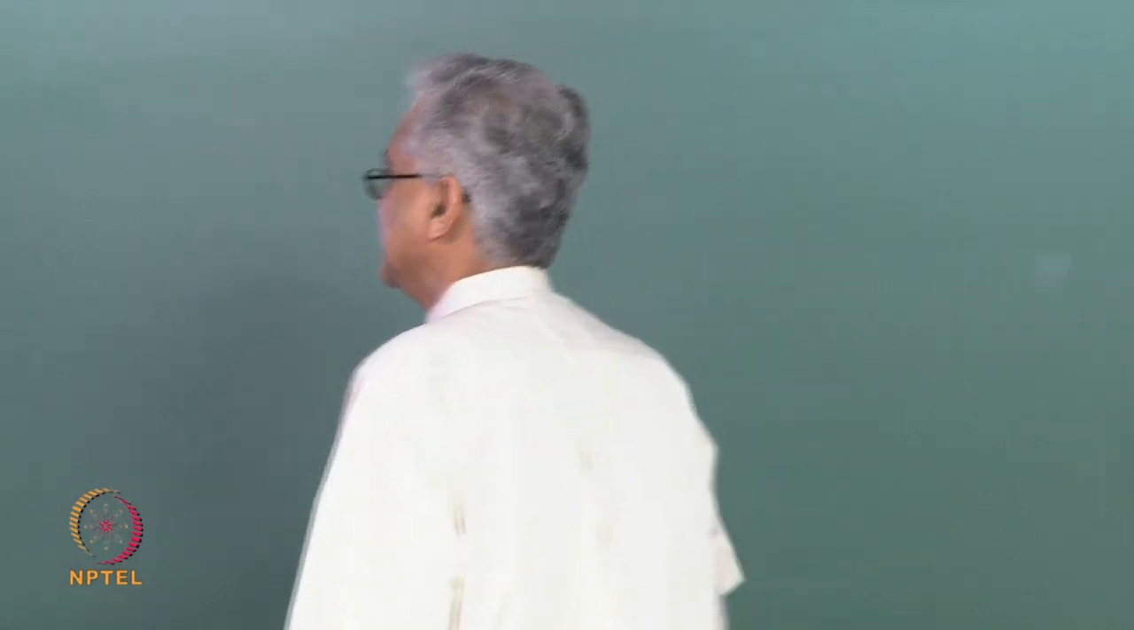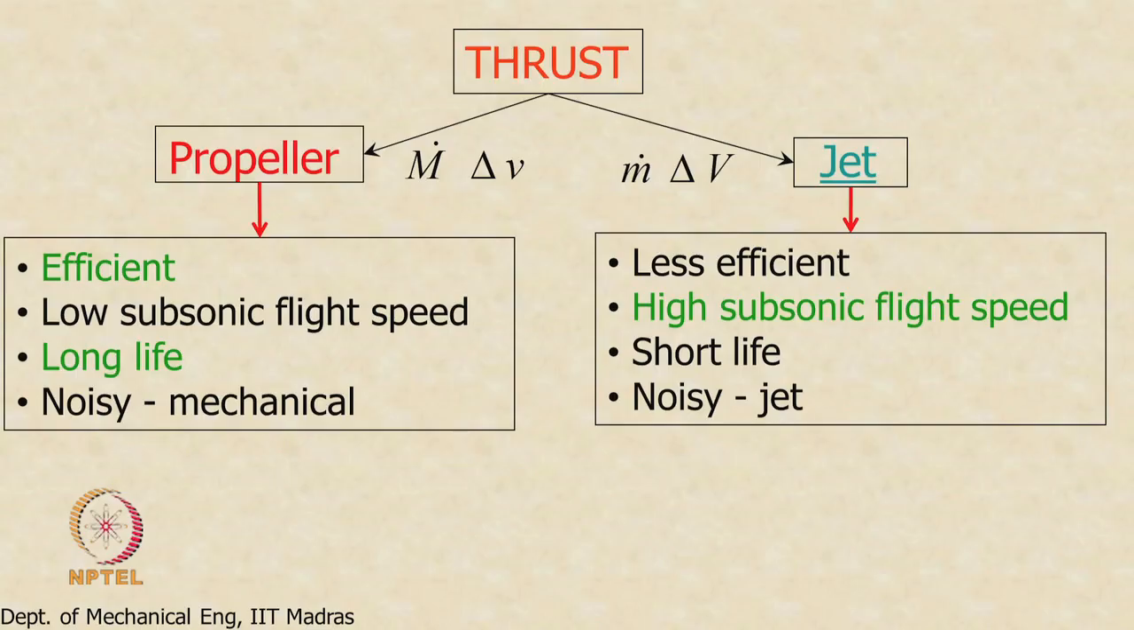Okay. But it is less efficient, and we will see the reason for this as we go along. Generally, this means of generating thrust is less efficient than what the propeller does, and consequently the engine also has a short life.